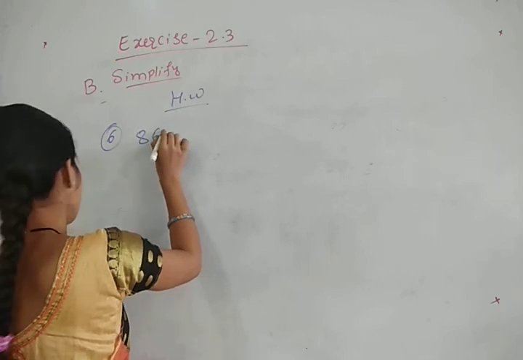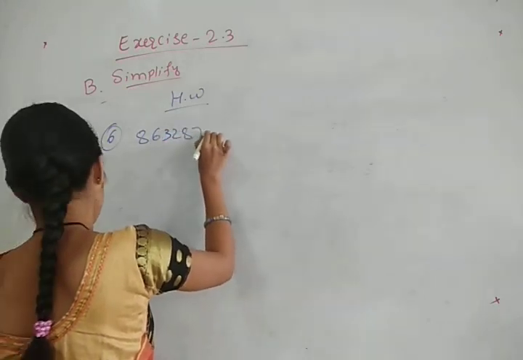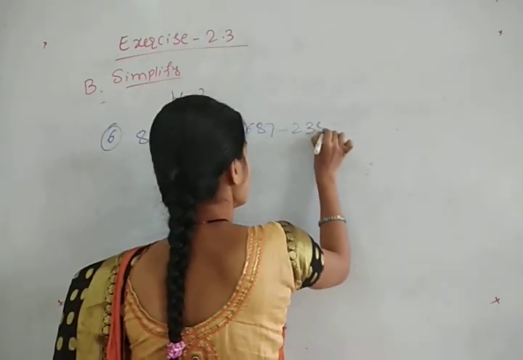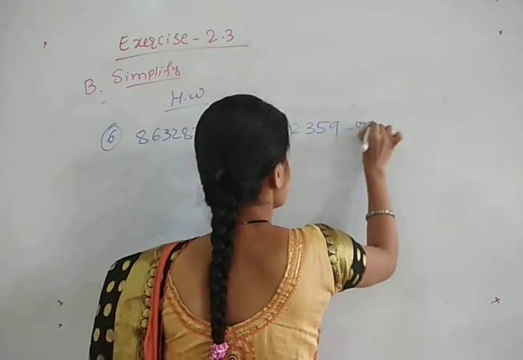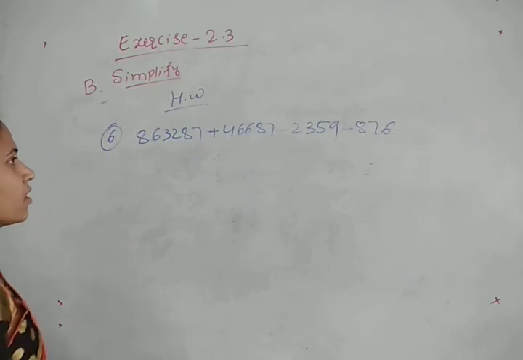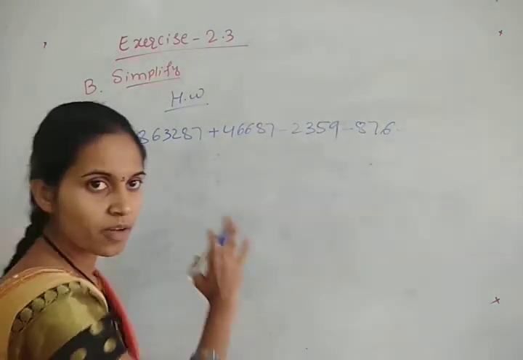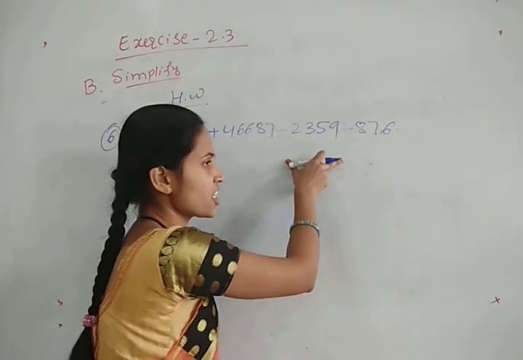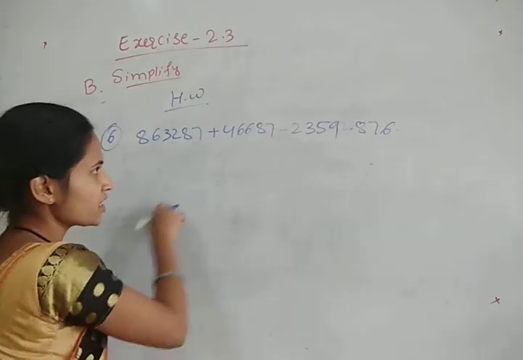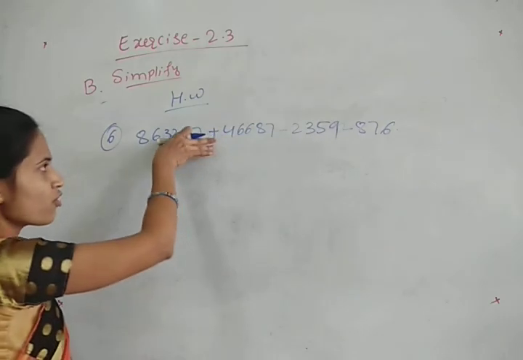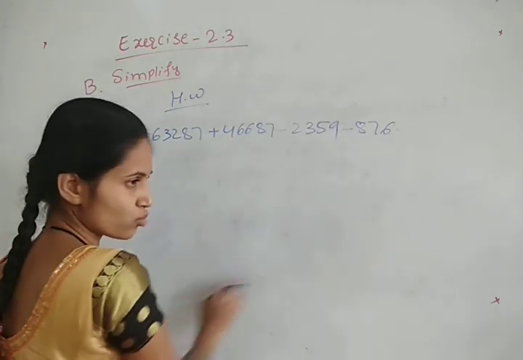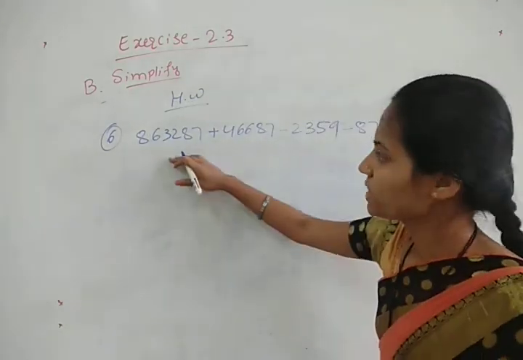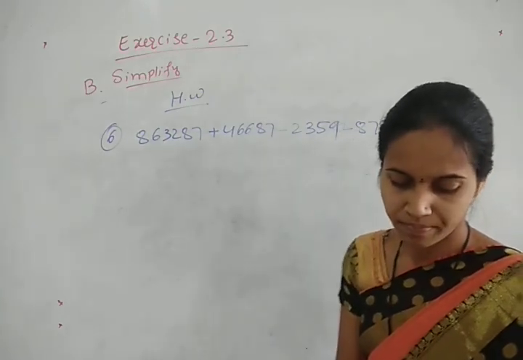8, 6, 3, 2, 8, 7 plus 4, 6, 6, 8, 7 minus 2, 3, 5, 9 minus 8, 76. Okay. So in the problem also, there is nothing to do. They have already given the numbers with plus symbol one side and the number with minus symbol another side. Now you should add these two numbers and also add these two numbers separately. From the sum of these two numbers, you need to subtract the sum of these two numbers, and whatever the result you will get, that will be your final result. Okay. So you please try this problem in your home and send me.